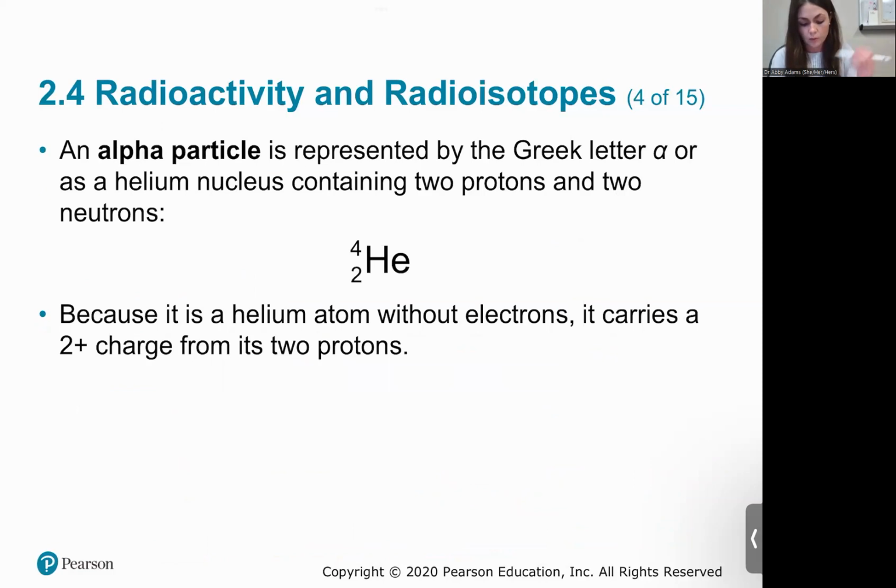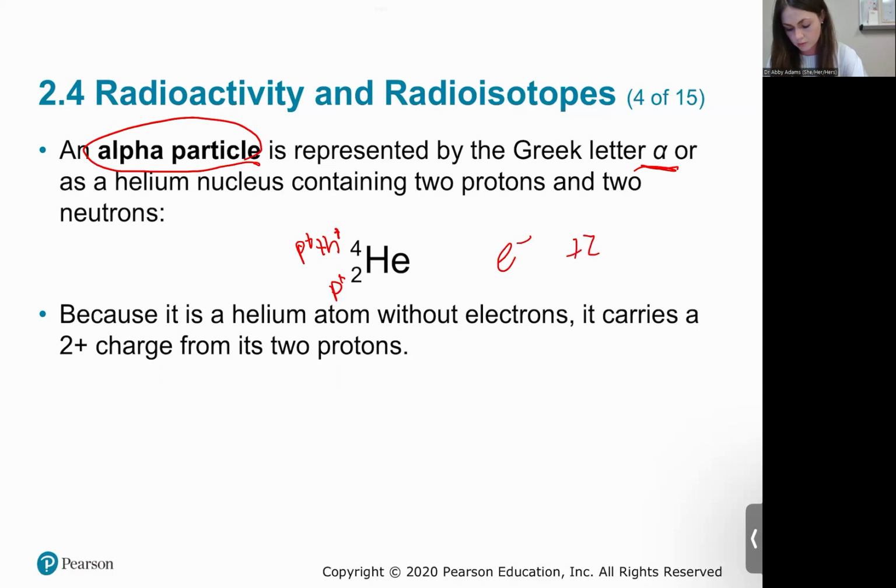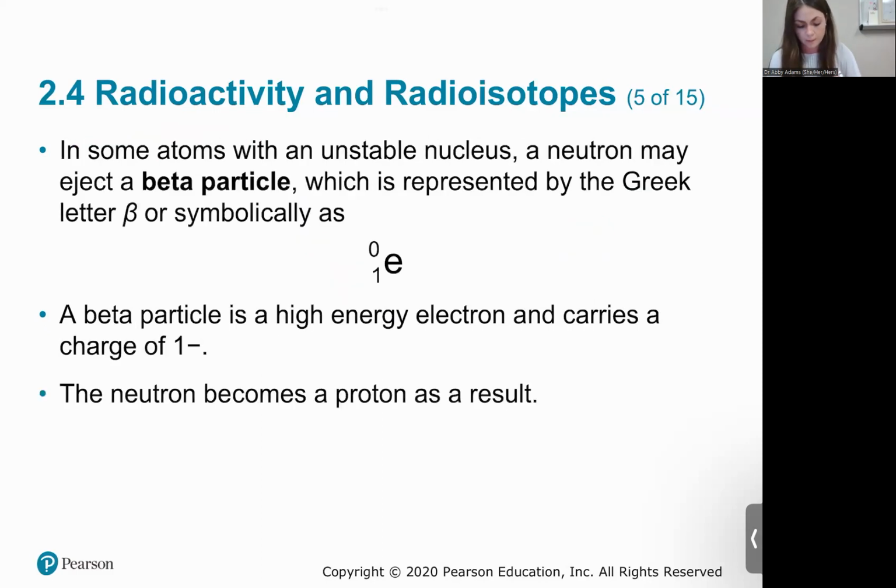Okay, so let's start with the alpha particle. That's represented by the Greek letter alpha, or the helium nucleus containing 2 protons and 2 neutrons. See, because that's our proton, and here we have our proton plus our neutron. And so when we have this helium without electrons, it has a positive charge. So this is the alpha particle.